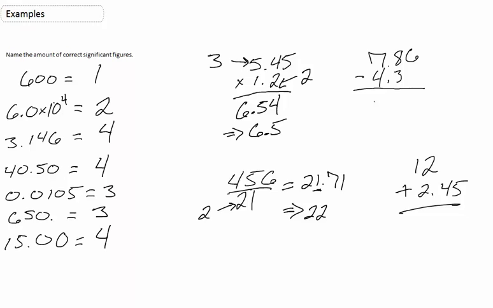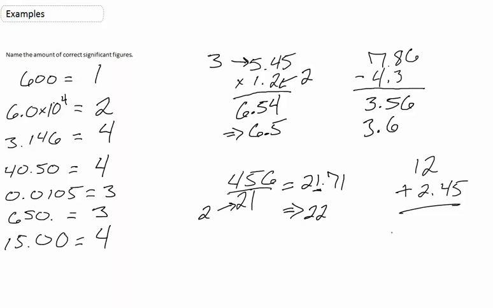For subtraction and addition, we look at the number that has the least precise measurement. So in this case, the least precise measurement goes to 4.3 since it's only measured out to the tenths place. So if we were to subtract these two numbers, we would get 3.56. And since 4.3 only goes out to the tenths place, our final answer is going to be 3.6, after we round our 6 up.